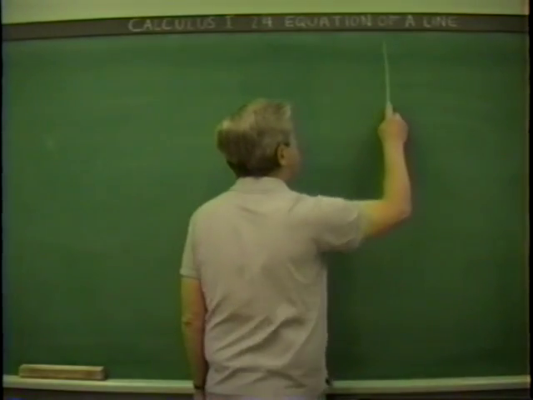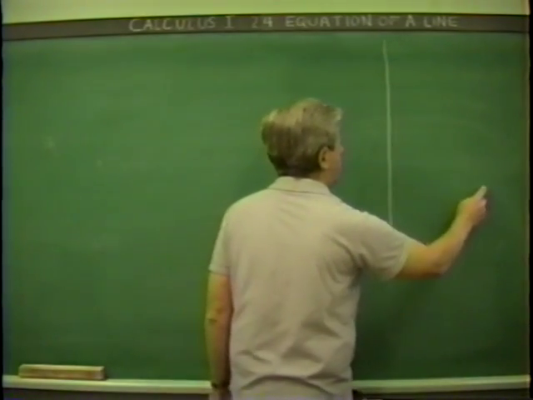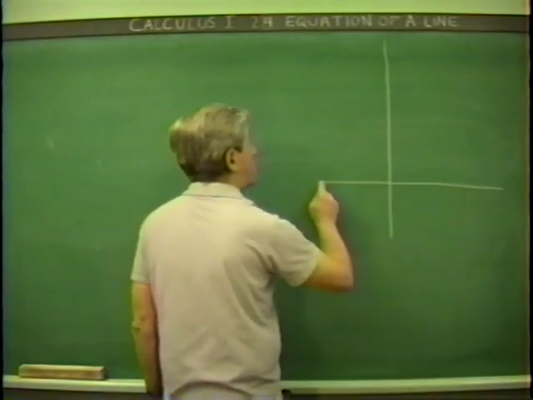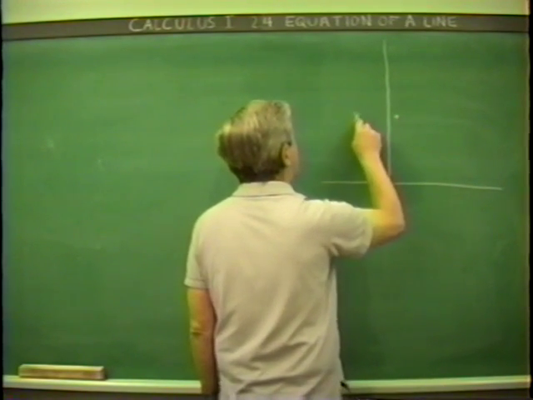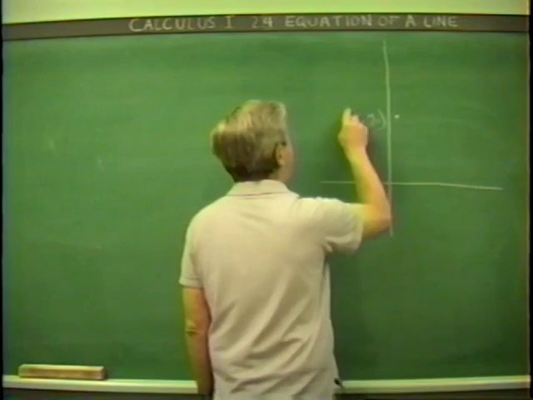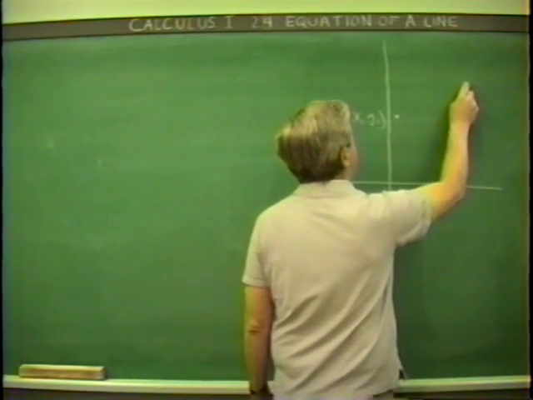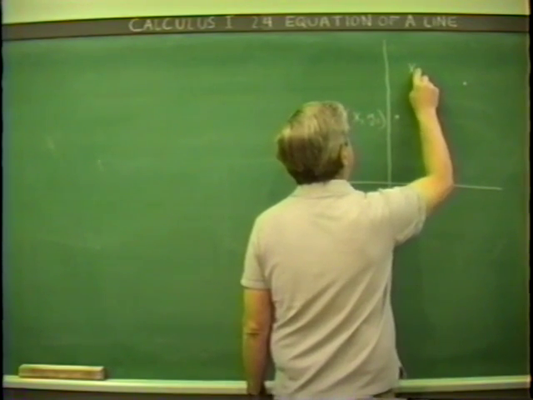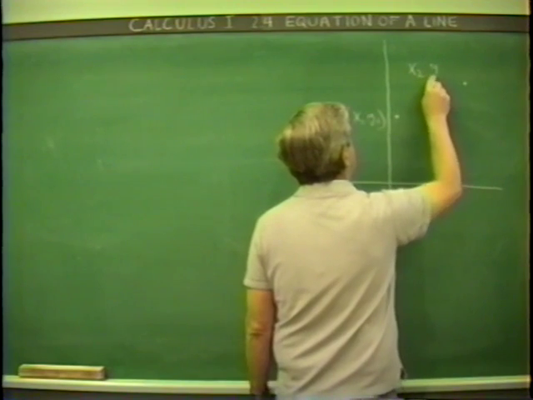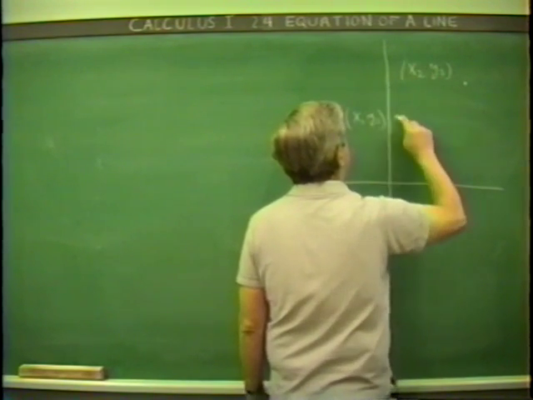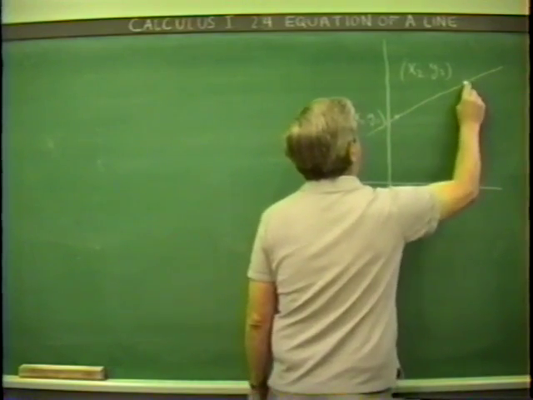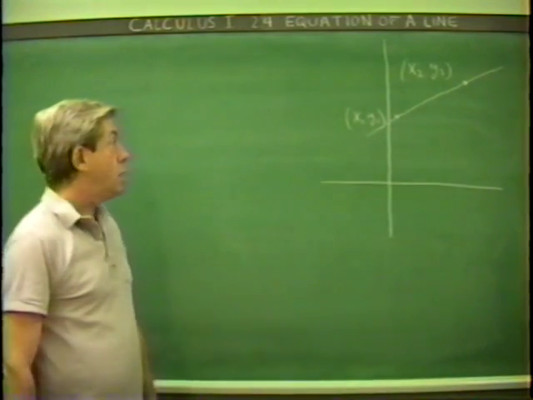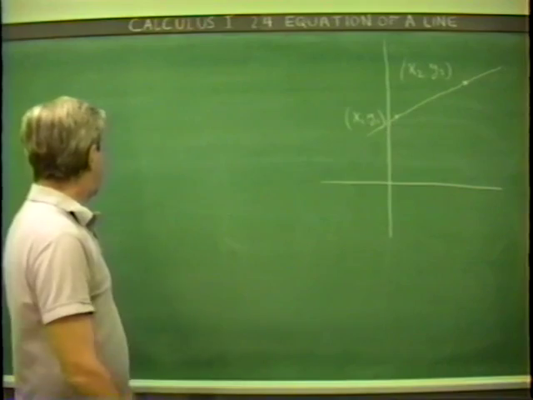Coordinate plane, into 2 points, x1, y1. Again, I'm drawing these in the first quadrant. There's nothing special about doing so. These 2 points determine a unique line. We want to know the equation of that line.